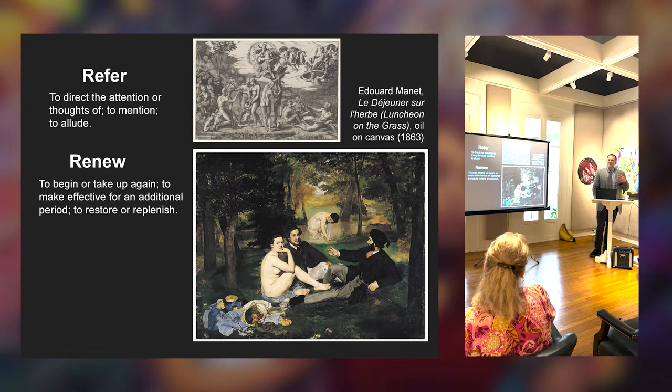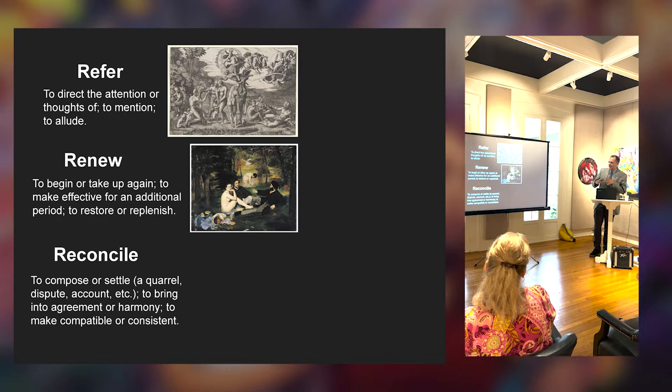And so what I want us to think about with reconciliation is to settle some kind of quarrel, a tension, something that's out of balance within the art historical record. We have to bring into agreement or harmony, to make compatible or consistent. And so to some extent, what Manet is doing is renewing the interest that we have in the classical world through making it contemporary.